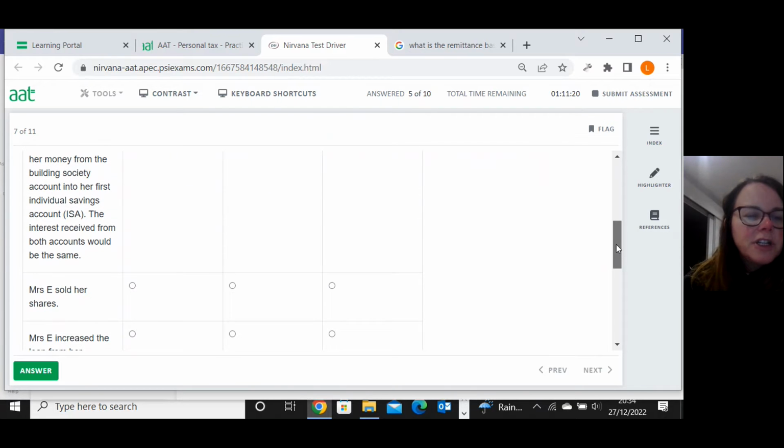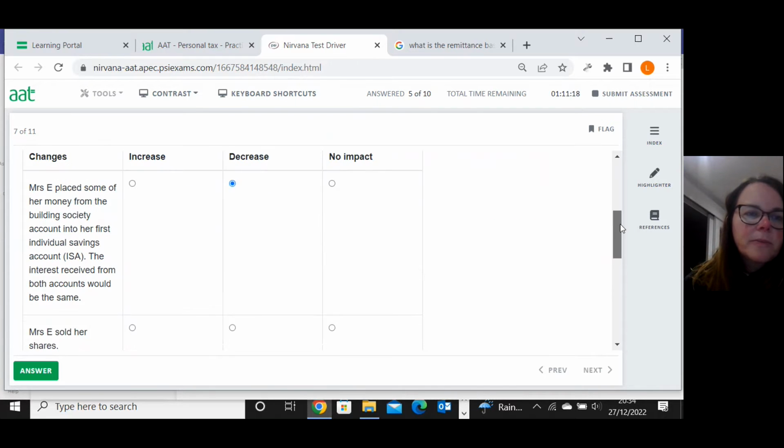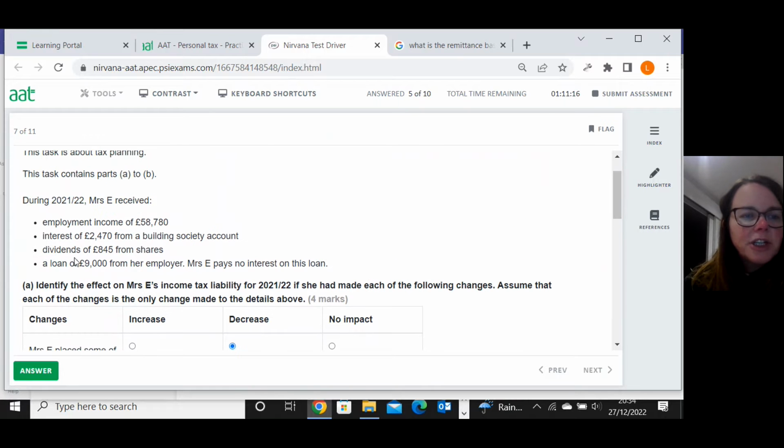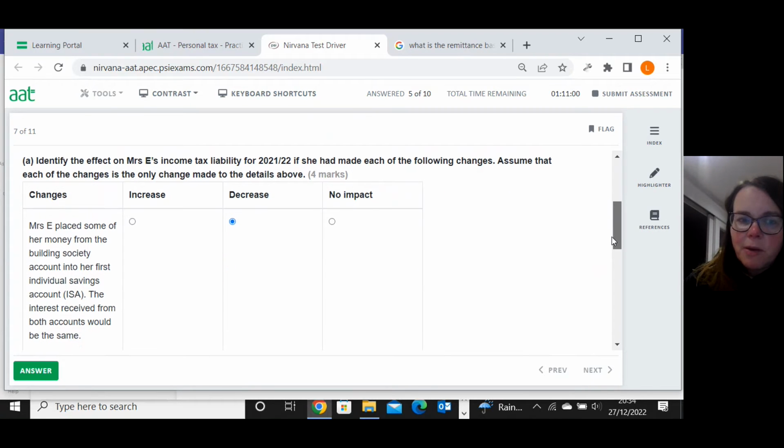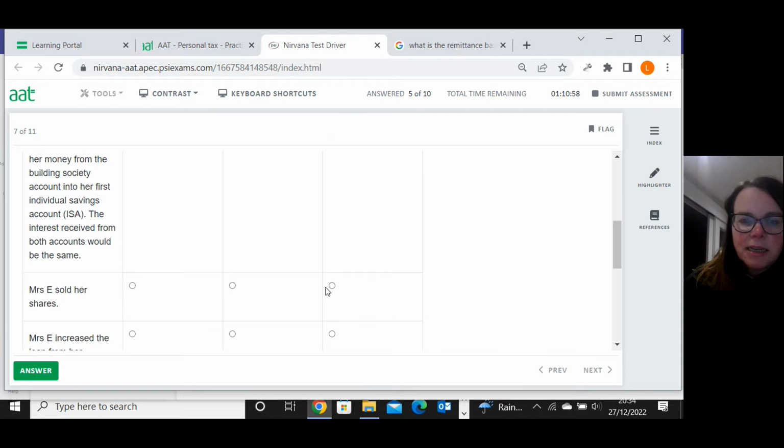Second one, if she sold her shares. Right, if she sold her shares, she wouldn't have the dividend. But she's not being taxed on the dividend anyway, because everyone gets the £2,000 allowance. So it won't make any difference to her tax liability. She'll lose out on the dividends, but no impact on her income tax liability.